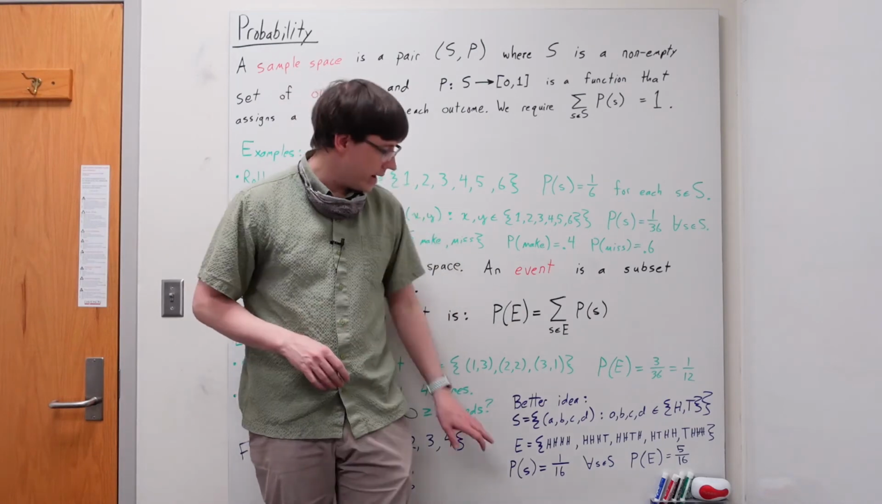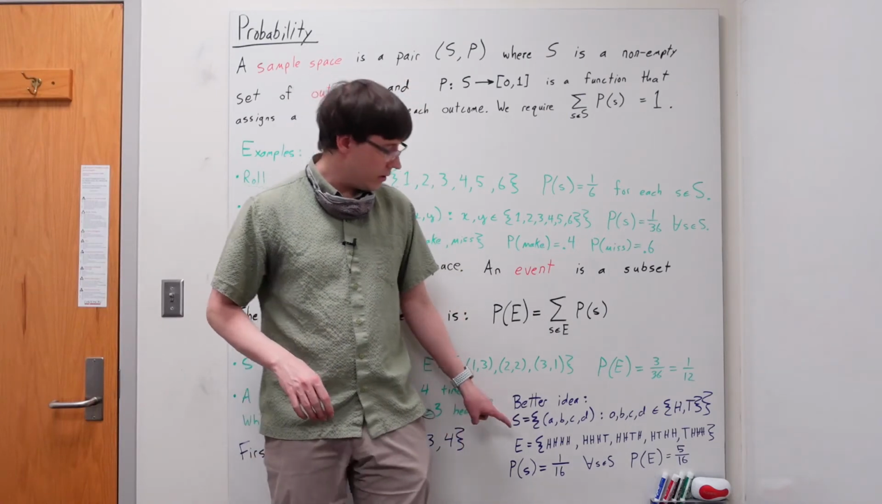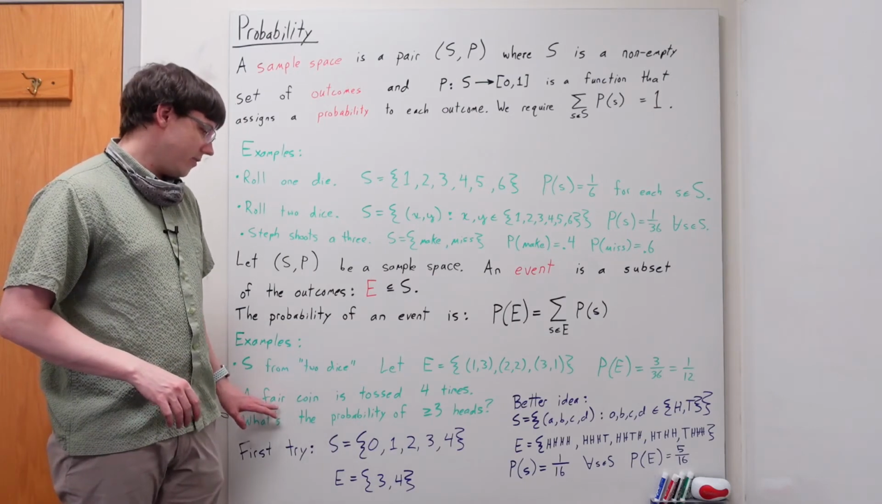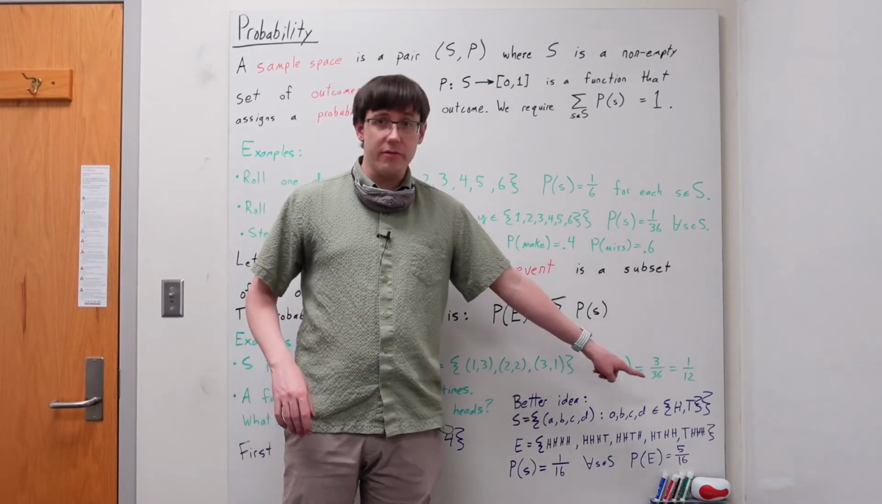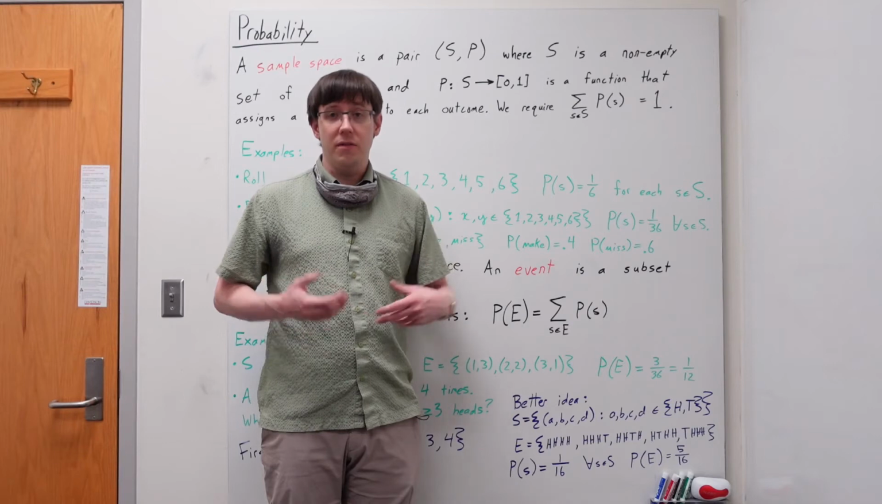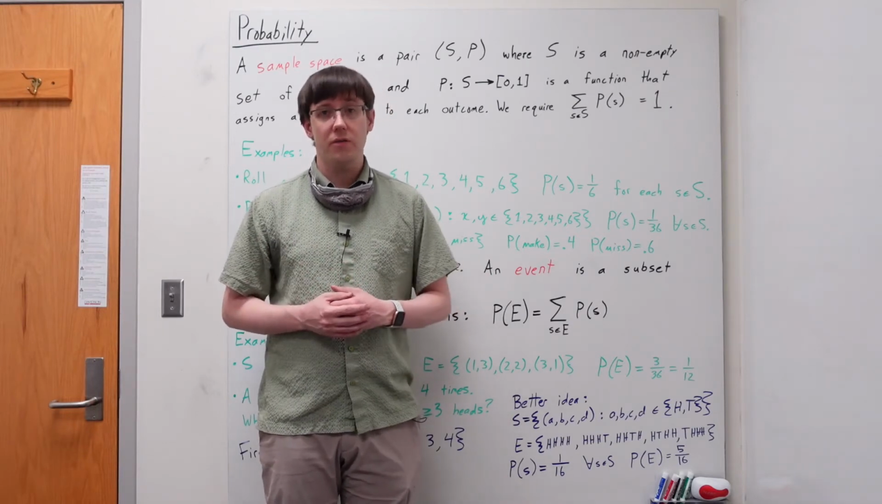So each outcome has a probability of 1 over 16. And now we can define our event to be the set of all lists that meet our criterion of having at least 3 heads. And there are 5 of those lists, so our probability is the sum of 5 copies of 1/16. So we get a probability for the event of 5/16.